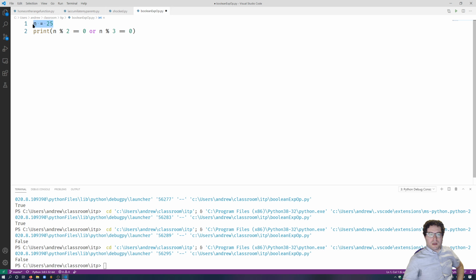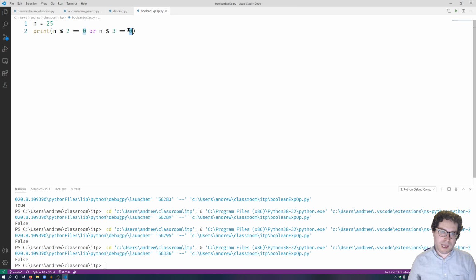Or n mod 3 equal to 0. So n is 25. 25 mod 3. What is the remainder of 25 after it's been divided by 3? The remainder of 25 after being divided by 3 is also 1, because 24 is divisible by 3, but not 25. So both sides of those are false, so the entire thing is false.